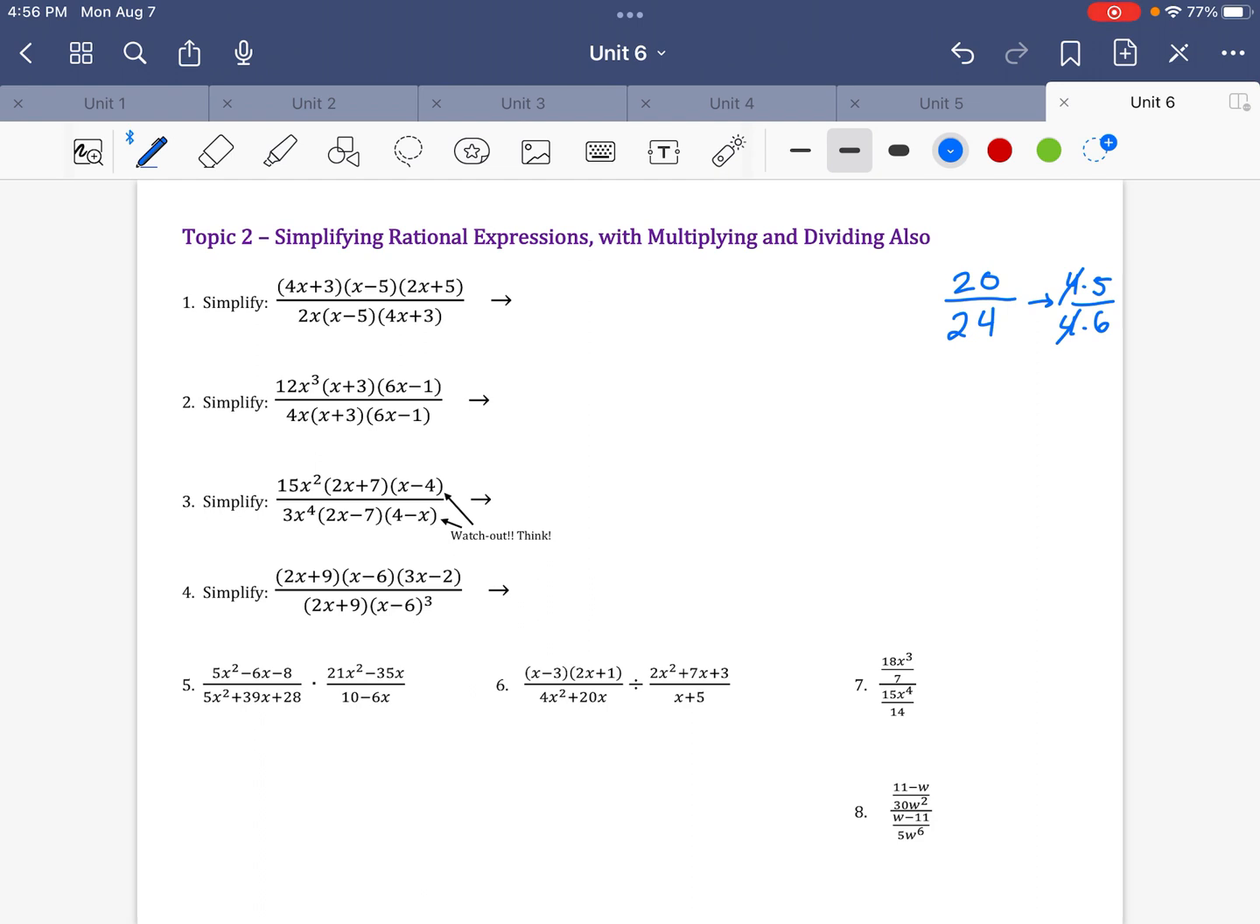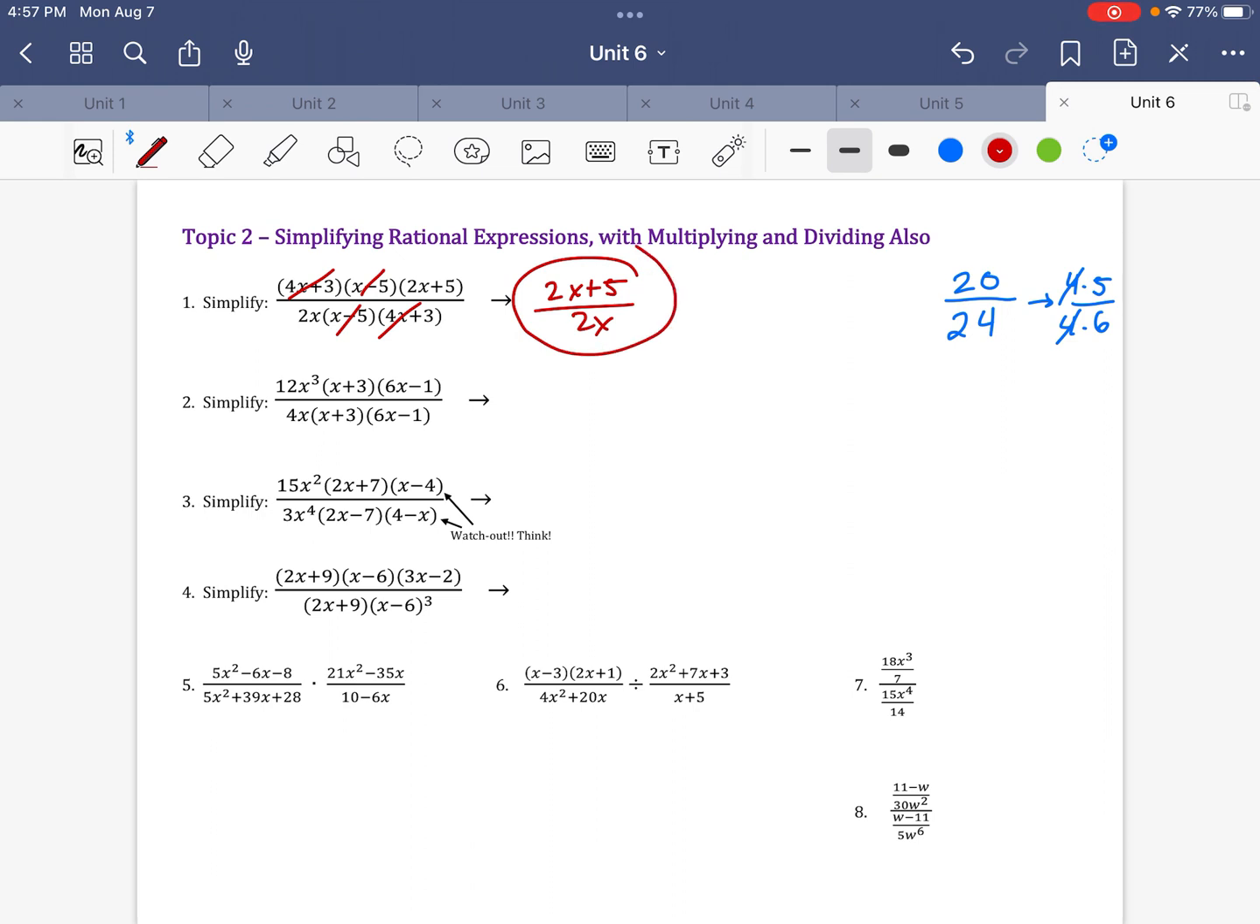And so it's basically what we're doing here. All these fractions are broken up into their multiplied parts, and when you see something that's exactly the same, you cross it off. So 4x plus 3 goes away, x minus 5 goes away, and that's it. What I have left on the numerator is 2x plus 5, and the denominator is just 2x. I cannot cancel these 2x's because the 2x up top is attached to the 5. They're married together. They can't do anything without each other. So this is my finished answer.